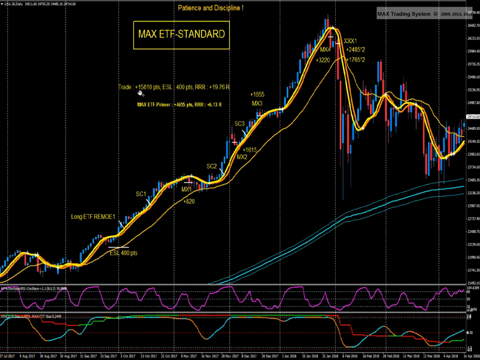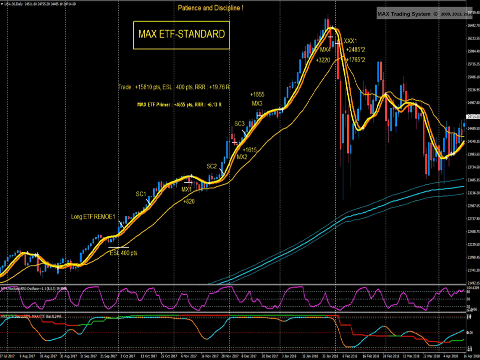to capture a nice 15,800 points on the Dow Jones, and with a stop loss of 400 points, so the reward to risk ratio was an amazing 19.76 R in just a few weeks of time. Starting at the beginning of October up to the end of January, so October, November, December, January, 4 months. So a 19.7 R reward to risk ratio in 4 months on the daily time frame. So an amazing trade in agreement with the trend.